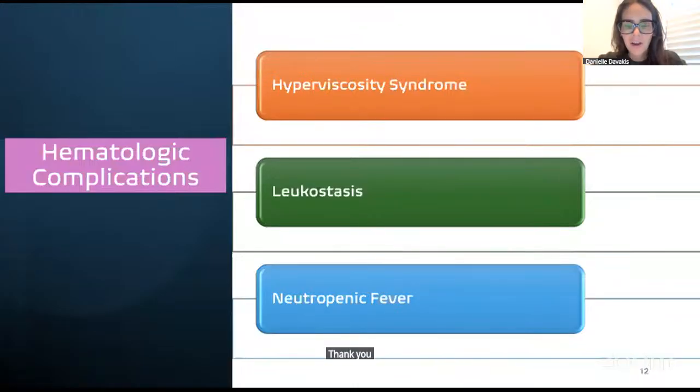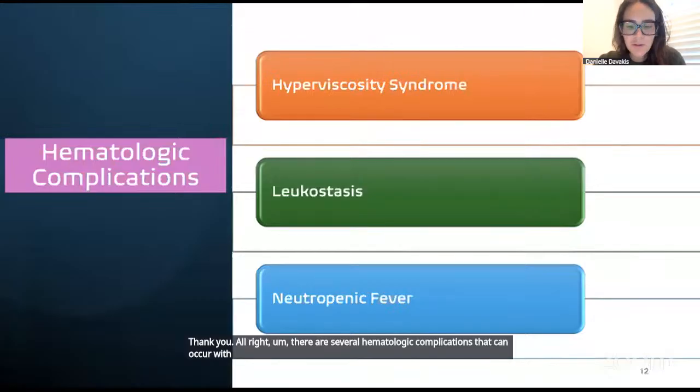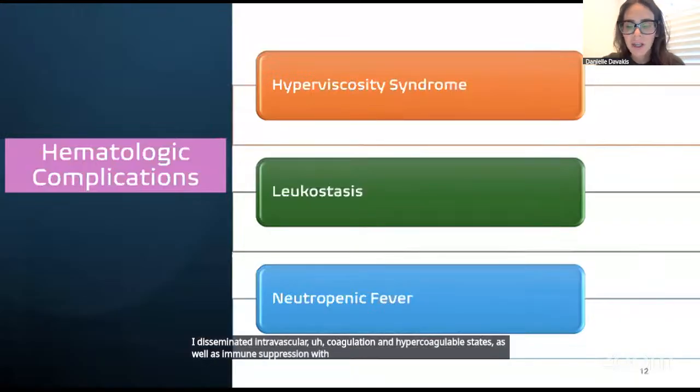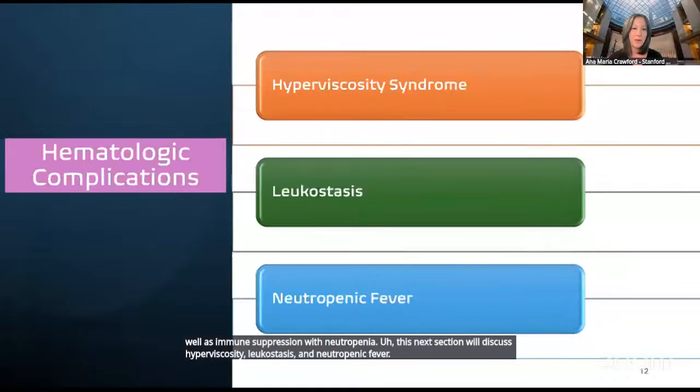Thank you. All right. There are several hematologic complications that can occur with cancer or its treatment, including hyperviscosity syndrome, leukostasis, disseminated intravascular coagulation, and hypercoagulable states, as well as immune suppression with neutropenia. This next section will discuss hyperviscosity, leukostasis, and neutropenic fever. Wonderful. Thank you, Danielle.